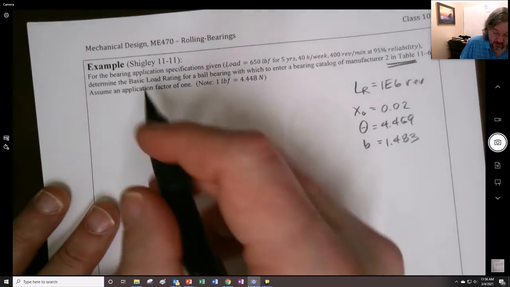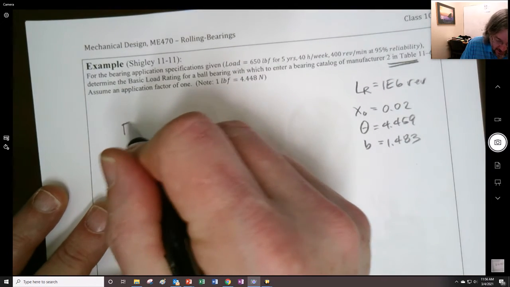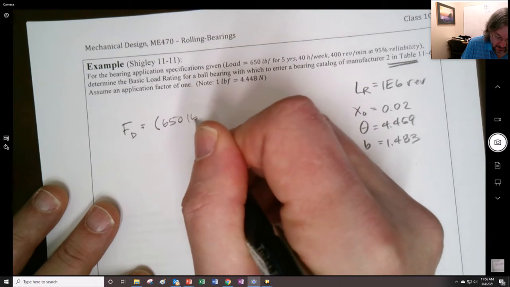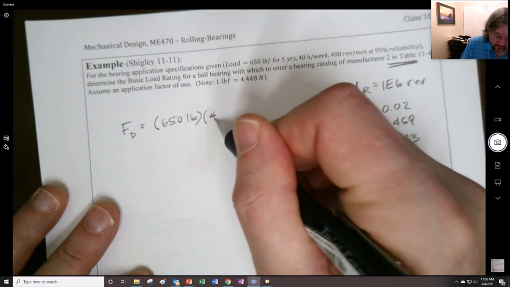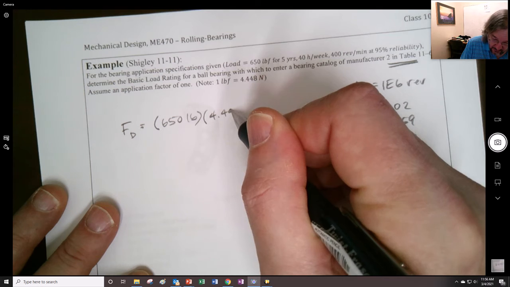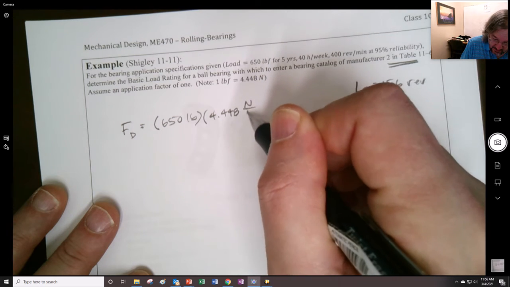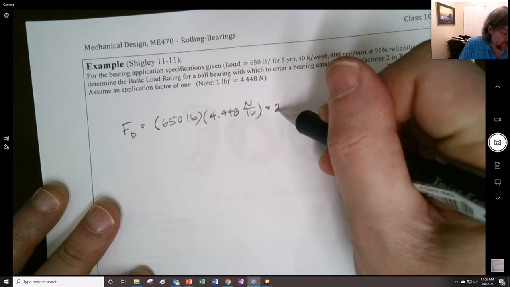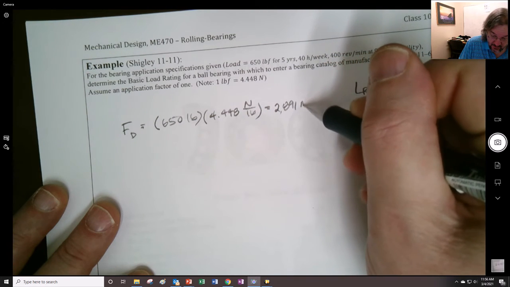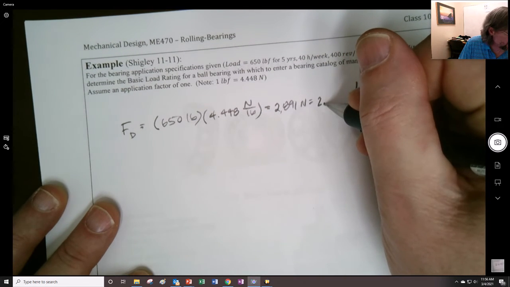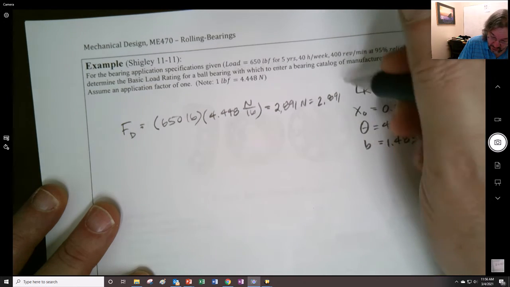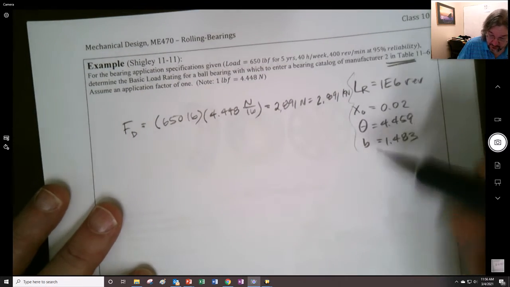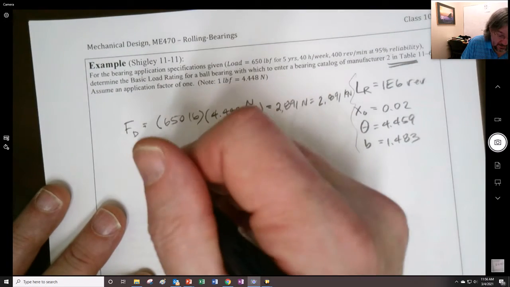All right, so first off, I want to take my load and turn that into newtons. So 4.448 newtons per pound, so we have 2,891 newtons, which is 2.891 kilonewtons, right?